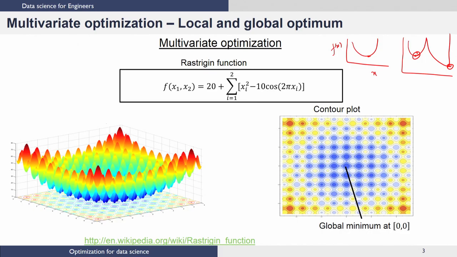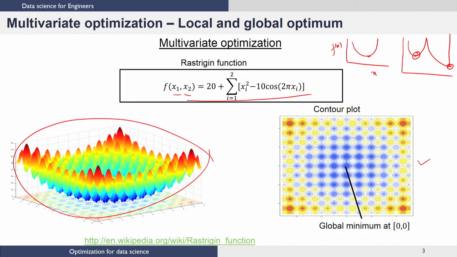This same thing happens in the multivariate case also. Here is an interesting example of a function where there are two decision variables, let us say x1 and x2, and the function is of this form. If you plot this in a 3D plot, you will get this. You can see there are many hills and valleys in this, and if we do the projection of this onto the x1 x2 surface, you will see that there are several minima in this picture, and you will see that the global minimum is here.